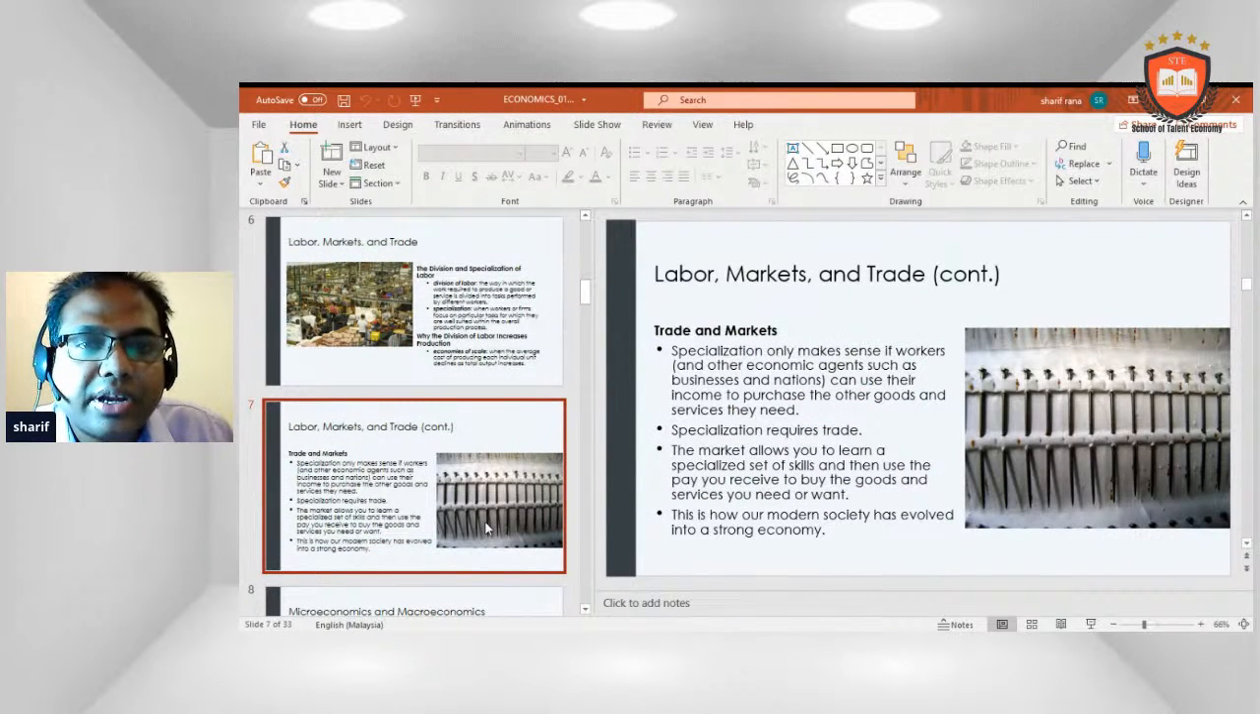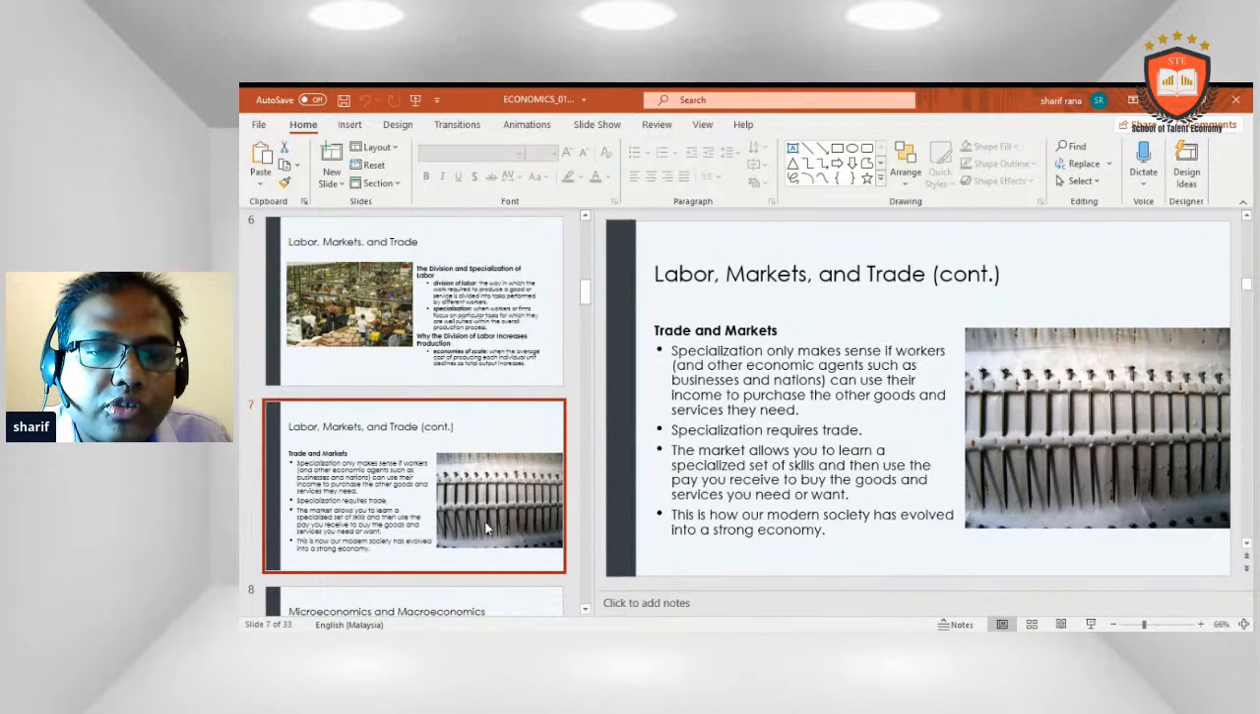Labor market and the trade and market. Specialization only makes sense if workers and other economic agents, such as businesses and nations, can use their income to purchase the other goods and services they need. Specialization requires trade. The market allows you to learn a specialized set of skills and then use the pay you receive to buy the goods and services you need or want. This is how our modern society has evolved into a strong economy.